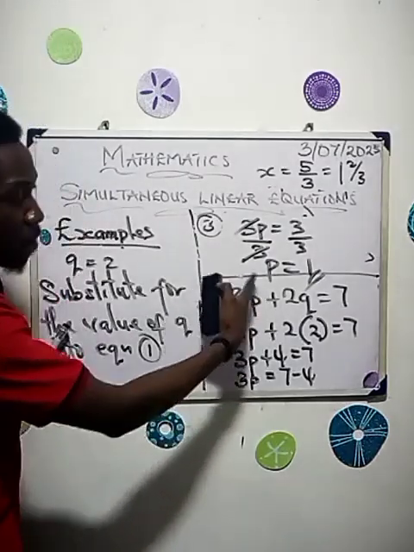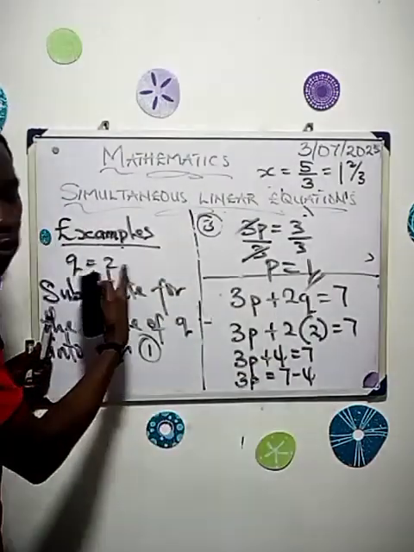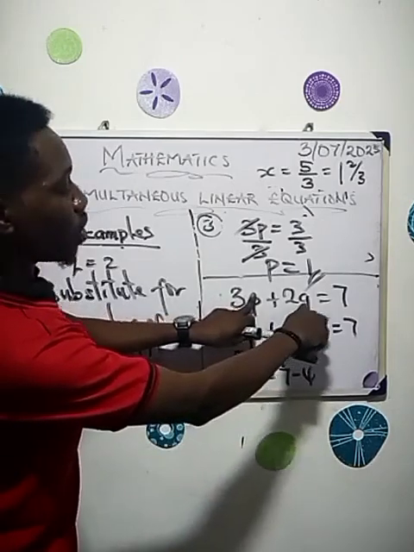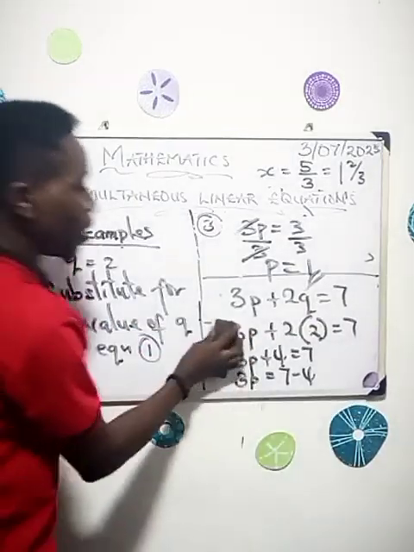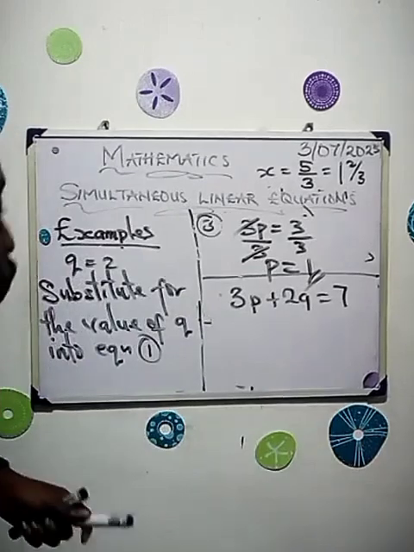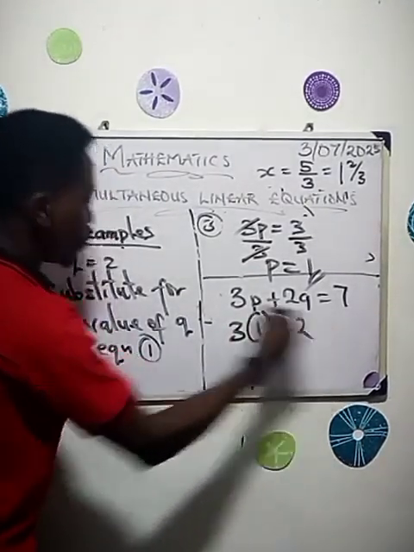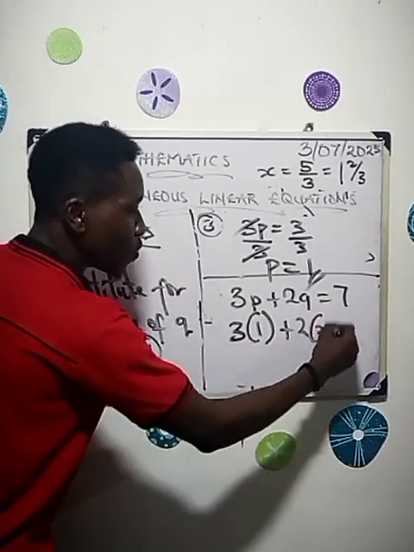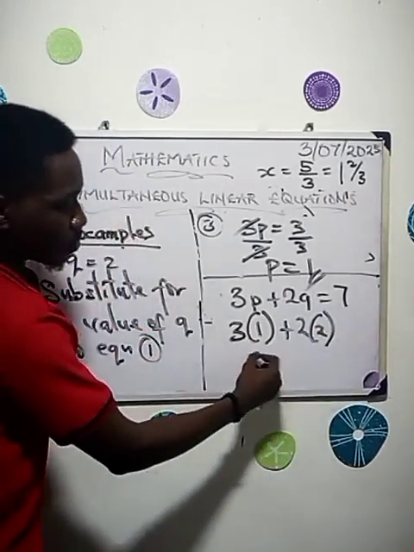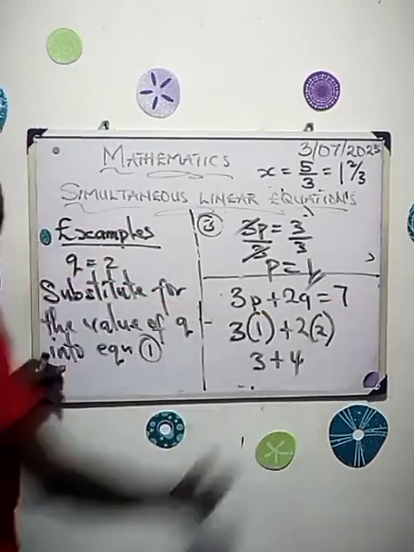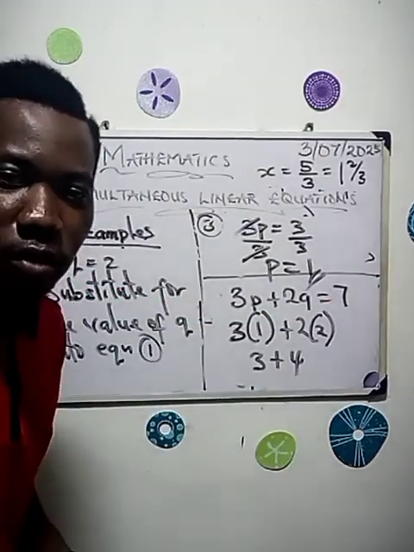So assuming now I know that my P is 1 and my Q is 2, let's put P here as 1 and Q here as 2 and see if it will give us 7. So I have 3P, which means 3 times 1, and 2Q, which means 2 times 2. What is 3 times 1? 3. Plus, what is 2 times 2? 4. 3 plus 4, yeah, correct. So we are right. Equals 7.